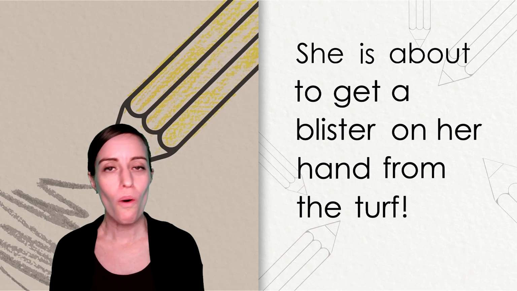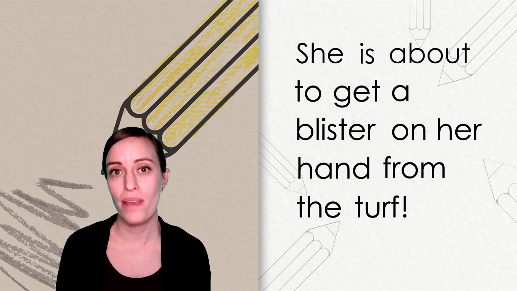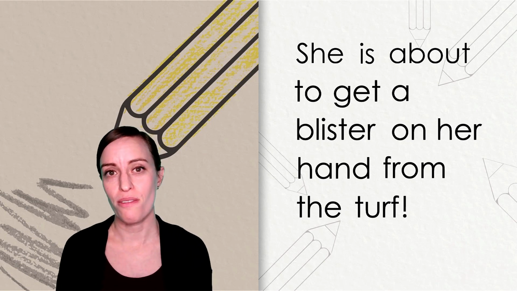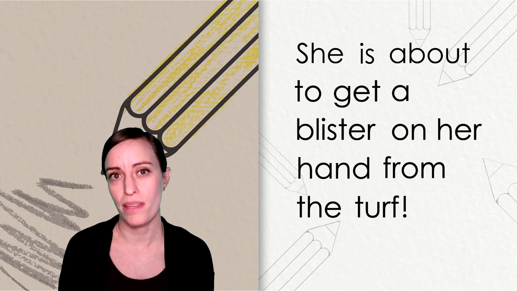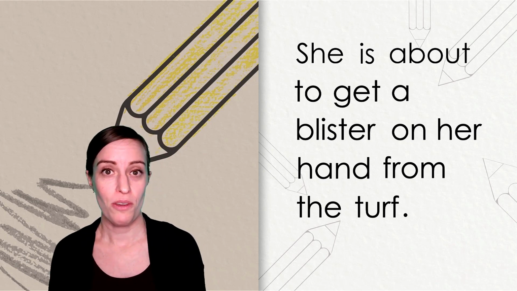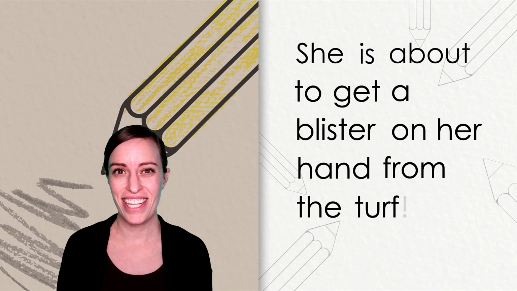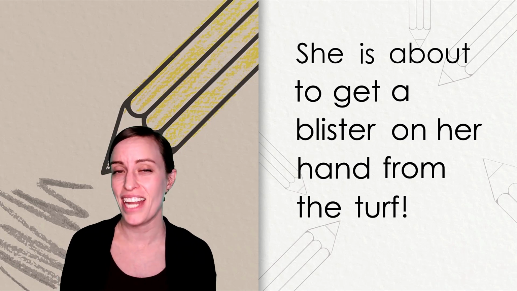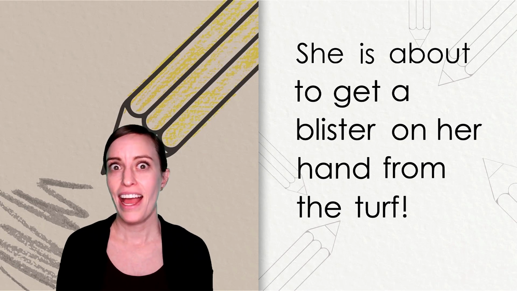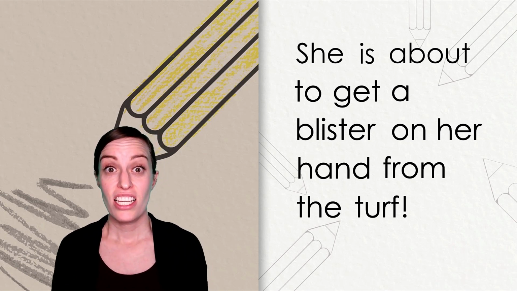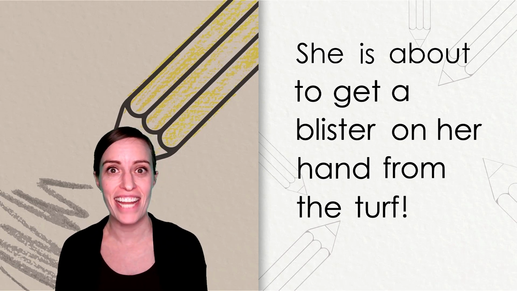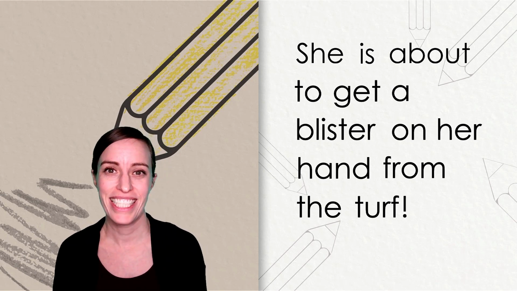Let's read the whole sentence together now that we have finished editing it. You can decide if you want to use a voice where the author is telling us something. That would be a sentence with a period. If you want to use an exclaiming voice, you can have a sentence with an exclamation point. Choose what way you would like to read it, and here we go. She is about to get a blister on her hand from the turf.